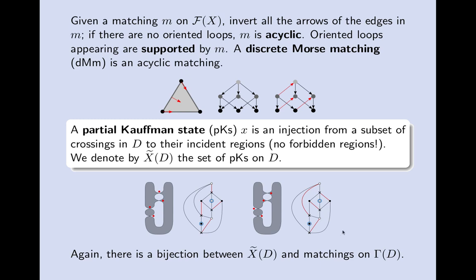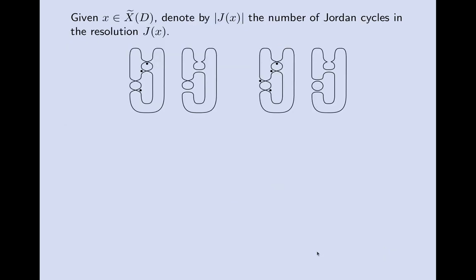Okay, so just as before, we have a bijection between matchings on a Tait graph and partial Kauffman states. Before, we had a bijection between perfect matchings on the Tait graph of a given marked projection and Kauffman states. Here we are just slightly generalizing this. And let's see another set of examples.